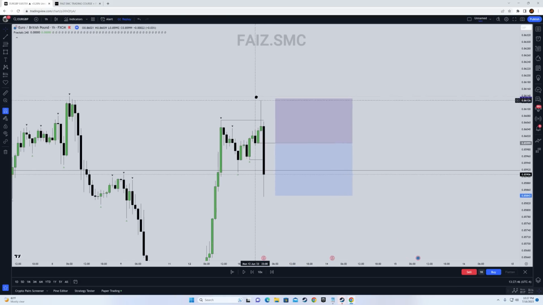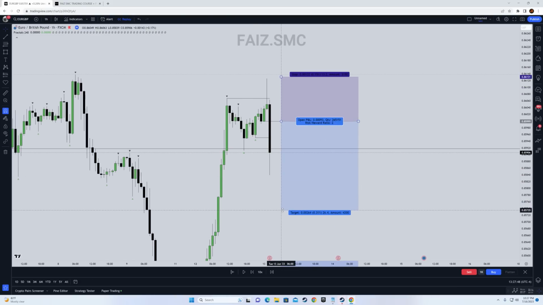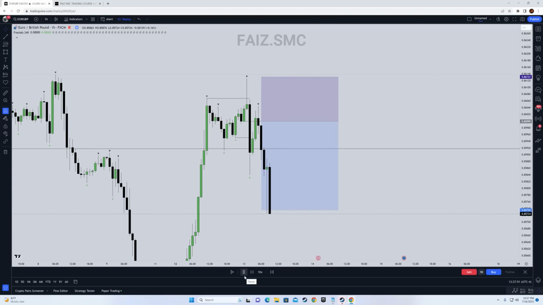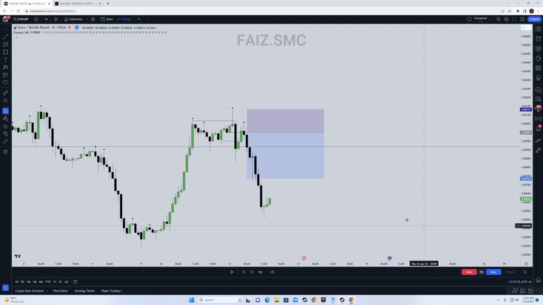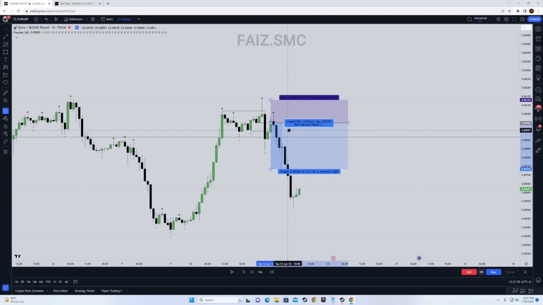Stop goes right above the high, and we simply go for 1 to 2 or 1 to 3, and let's see how this plays out. So that was a beautiful delivery, and you can see how precise this is. So yeah guys, let me give you one more example, then I'll end the video.